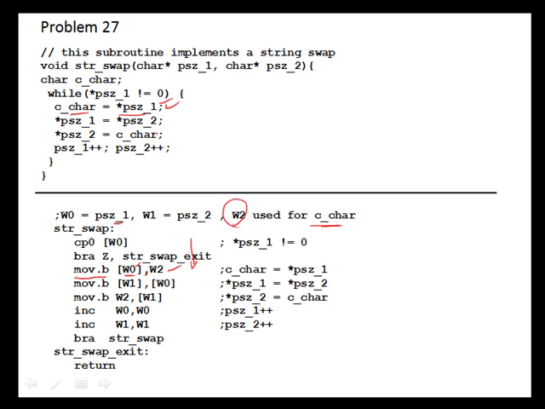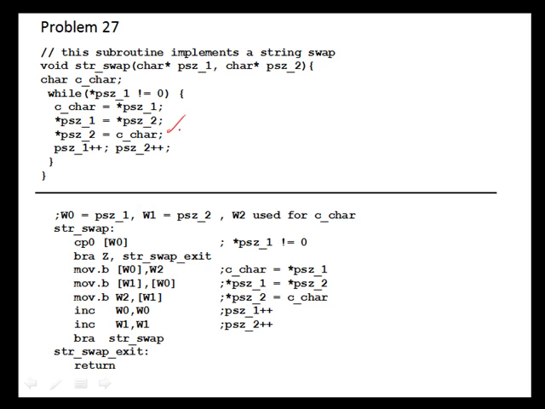The next statement is going to copy what pointer 2 is pointing at to the memory location pointed to by pointer 1. So we'll do a mov.b. What pointer 2 is pointing at, we're using W1 for that, to the memory location pointed to by pointer 1, which is implemented by W0. At that point, we've just implemented that line right there.